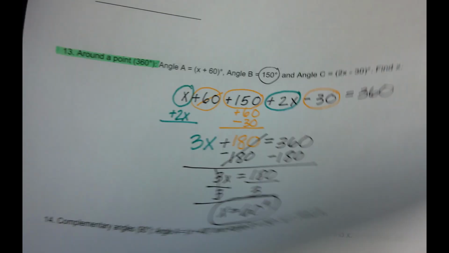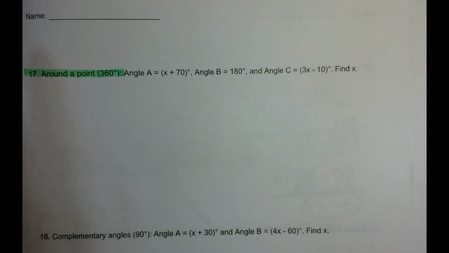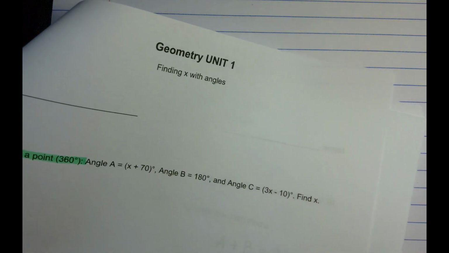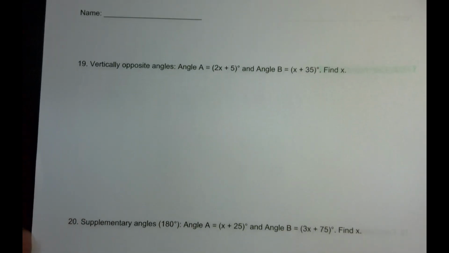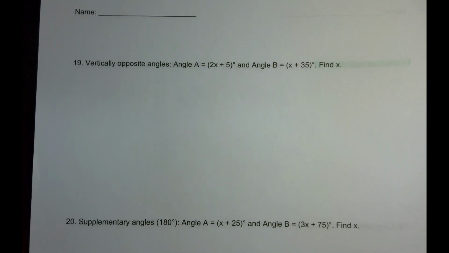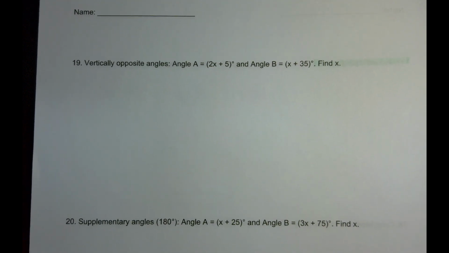Okay. You want to power through 17 real quick? Or how about this? Before we power through 17, we've been doing a lot of angles around a point. Let's peek at what the exit ticket is. Let's flip to the back page and make sure that we remember how to do vertically opposite angles and supplementary angles. I want to give you guys a little bit of help on number 19.